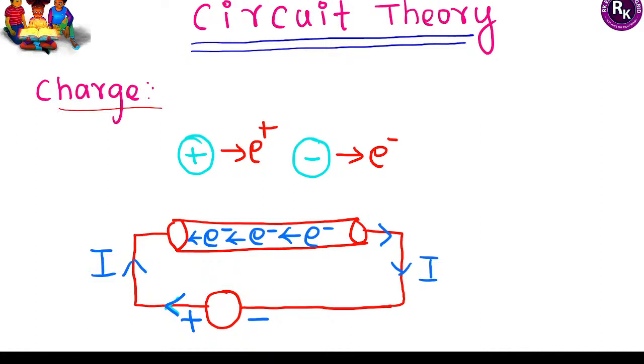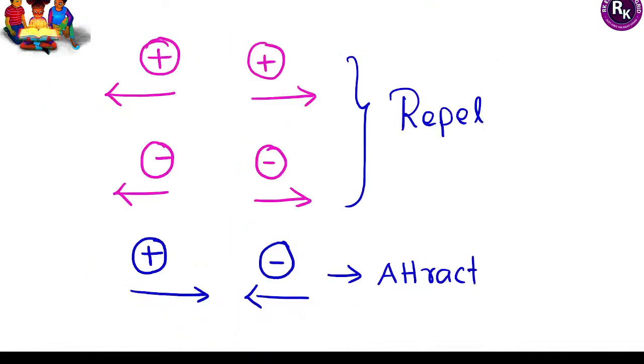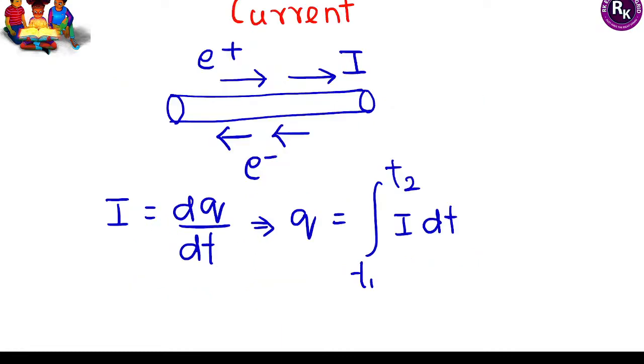There are two types of charges, one is positive and the other is negative. These positive and negative charges are always opposite to each other. If I bring two positive charges together, they will repel each other. Two negative charges will repel each other. If you bring one positive and one negative charge, they will always attract each other.